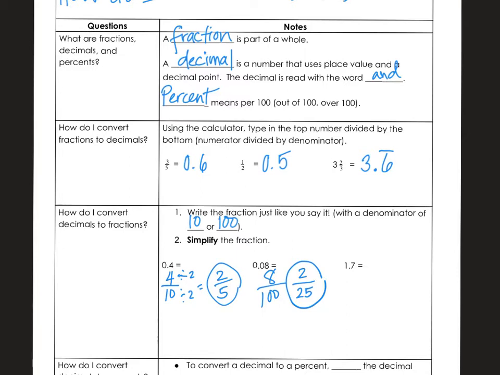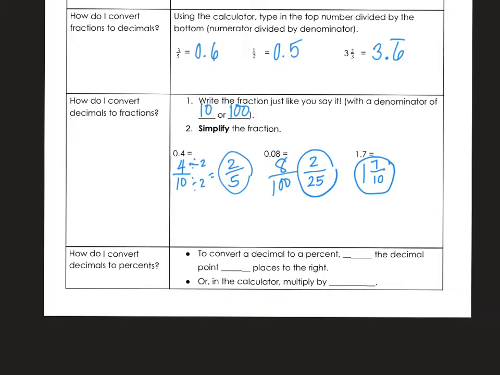All right, for the next one, we have 1 and 7/10. Okay, so this 1 is not a part of the fraction, it's a whole number. Okay, and then the 7 is going to be in the numerator and 10 is going to be in the denominator. And since 7 is a prime number, I can't simplify anymore. So this is the most simplified version of the fraction.